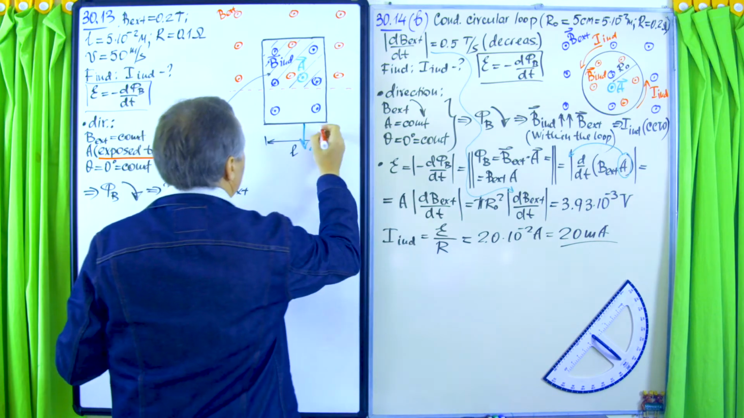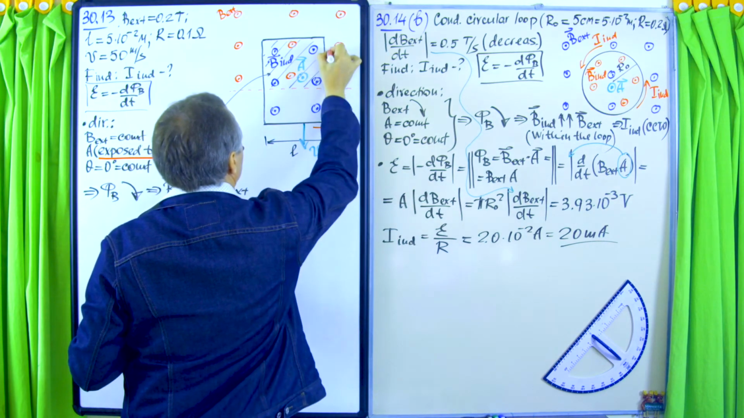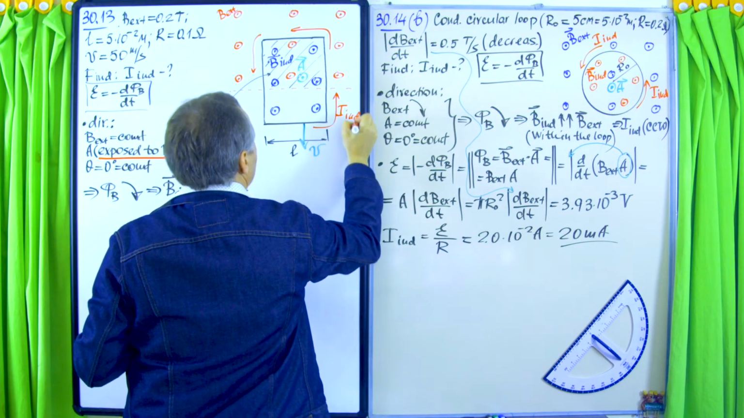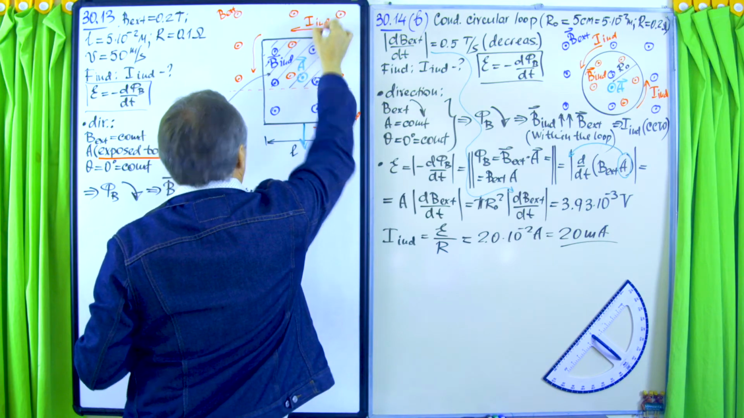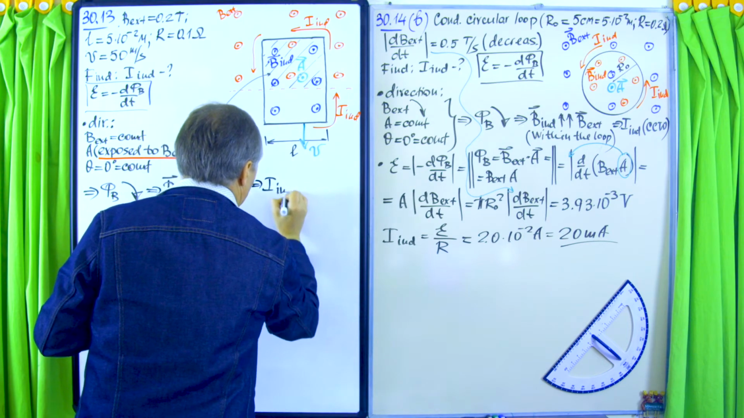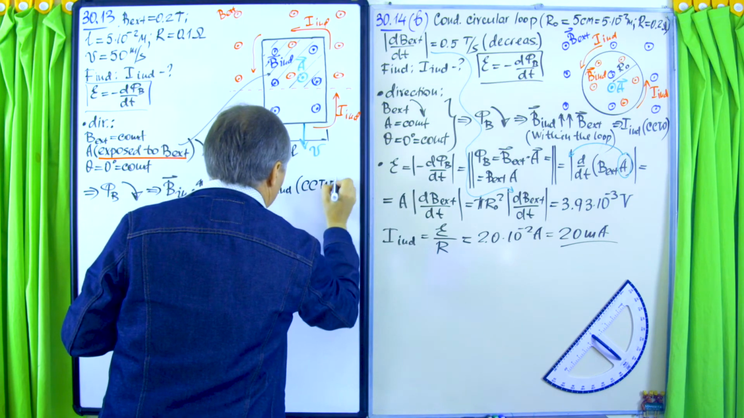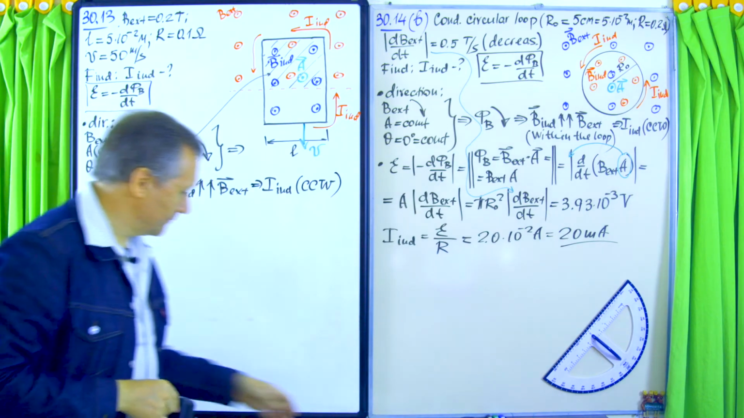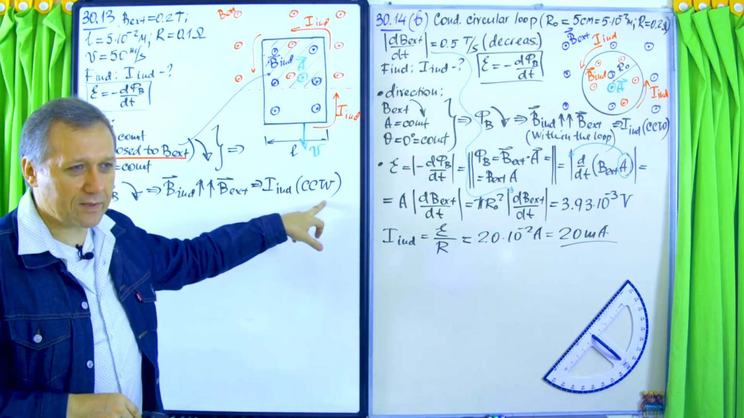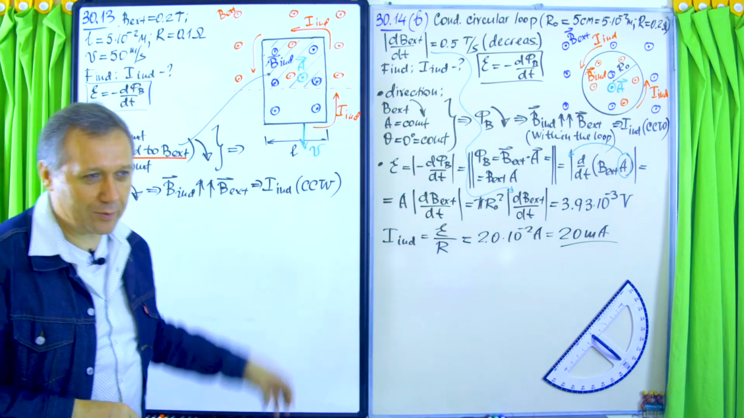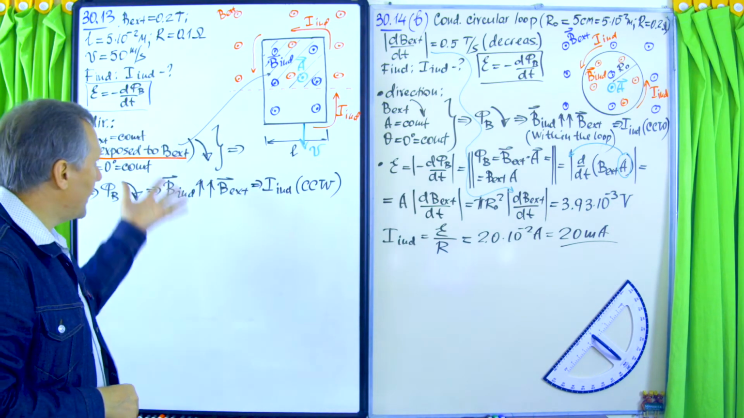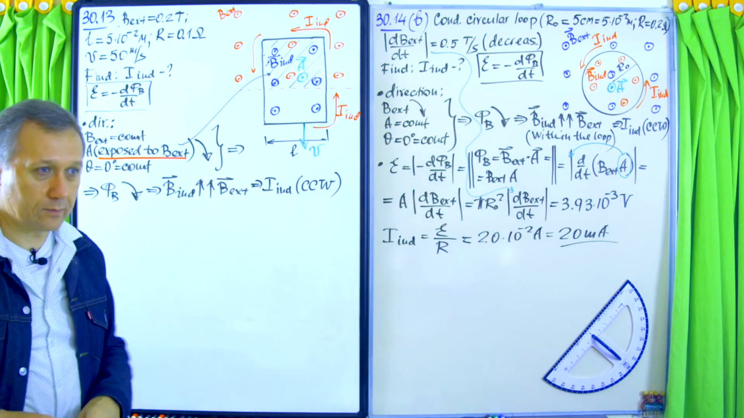And let me use red. So that's our I induced. I induced in the CCW direction. Every time it reminds me of that company on hockey helmets, CCM, I think, right? But here, if you flip the M, it's CCW. Okay, guys, so pretty much we found the direction.